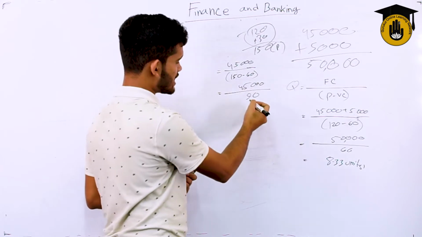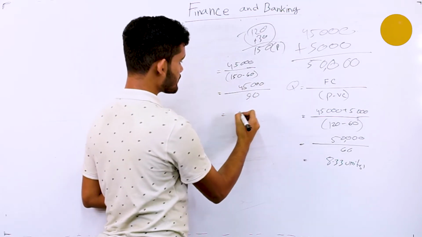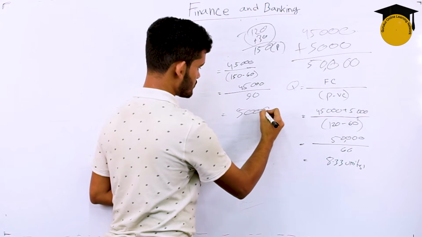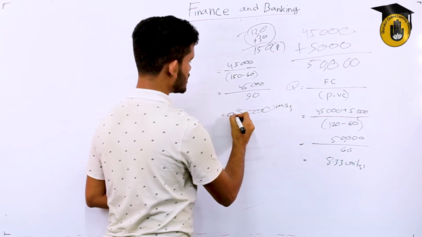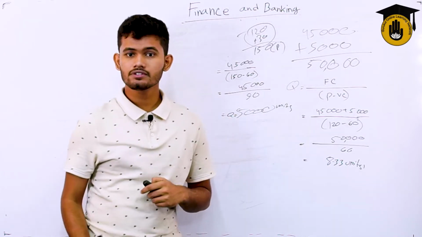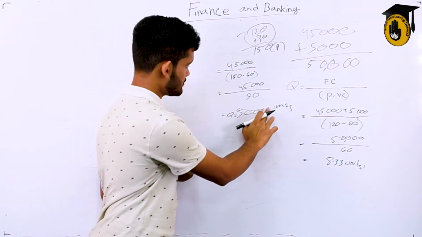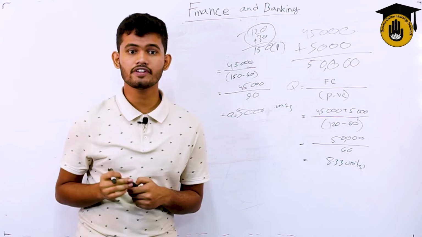45,000 divided by 90. That means 45 divided by 9. It's easily 5,000. Sorry, Q is equal to 500 units. Q is equal to 500 units.